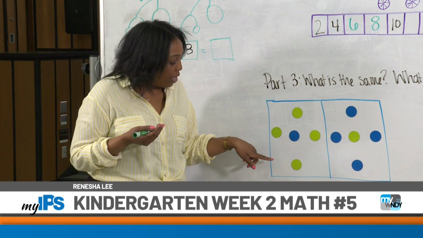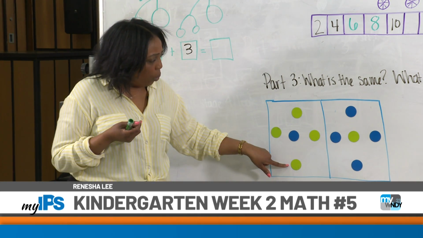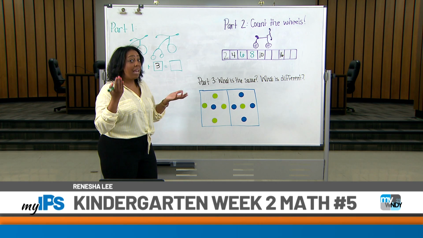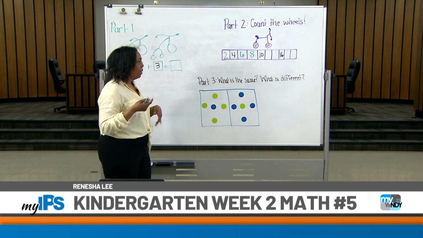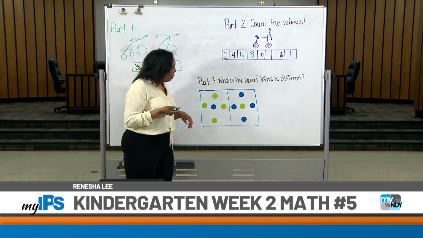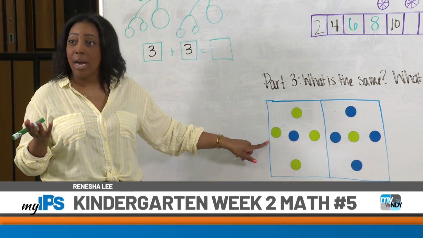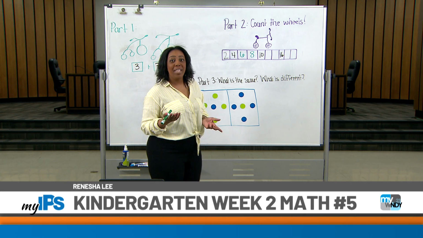So one of the things I wanted to point out is on this one, what's the same about both of them is that they both have 5 dots. And you probably have 5 bears, so that's something that's the same. But something that's different might be this one only has 1 green and this one has 4. Let's see how many more you can come up with, guys.